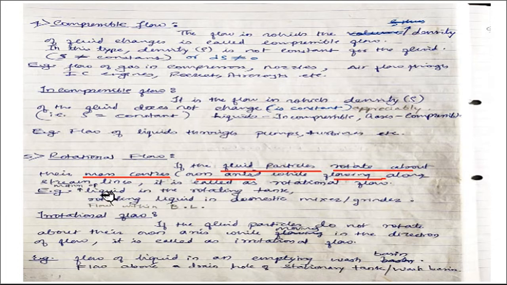An example can be the motion of a liquid in a rotating tank. It's simple. Motion of a liquid in your domestic mixer grinder is a rotational flow.